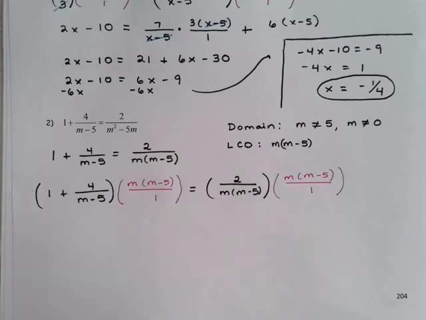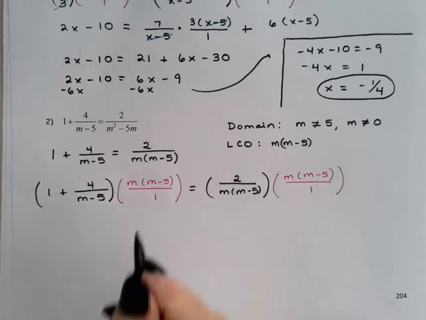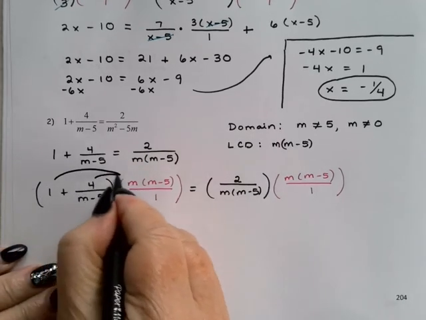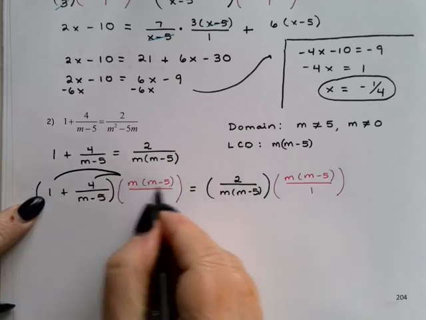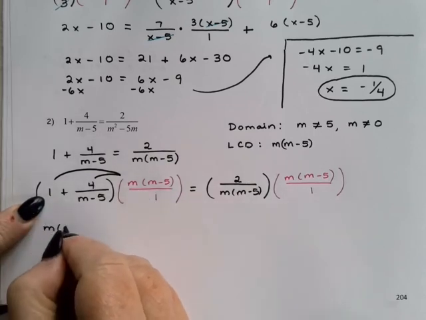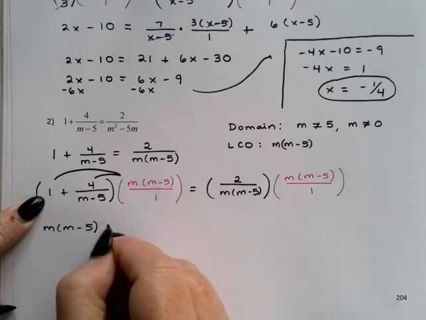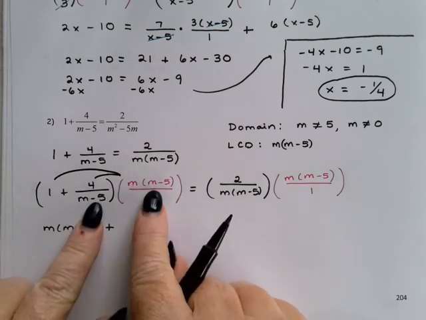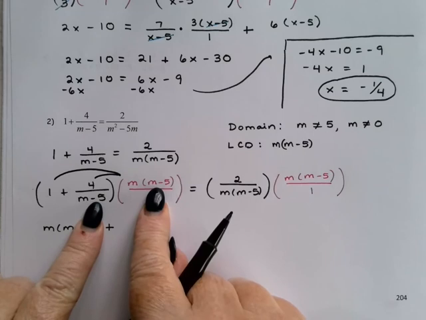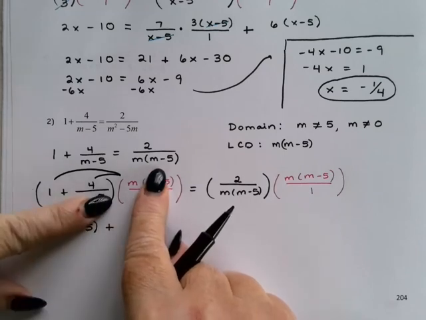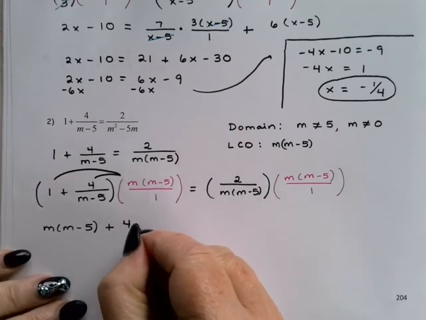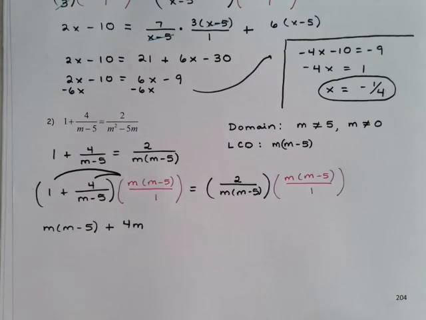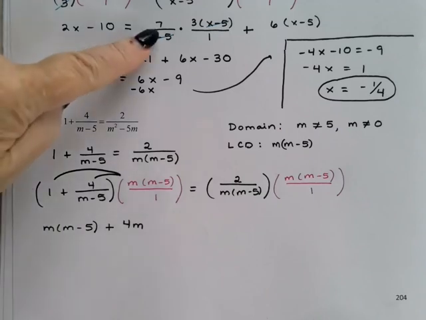All right, on the left side, because of the plus inside the parentheses, I do need to distribute. So 1 times this is just going to give me m times m minus 5 back again. Plus, and let me just show you how I often do this a little bit mentally. When I distribute here, I can see that those m minus 5s are going to divide out. So I'm really just going to get 4 times m. If you can do that in your head, it just saves you some writing. If not, you certainly can write out that step like I did up here.